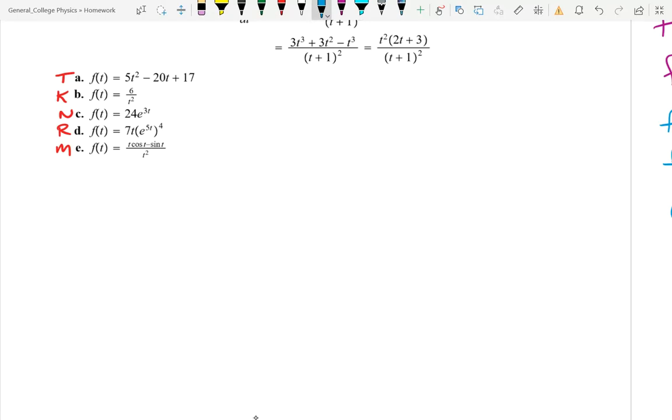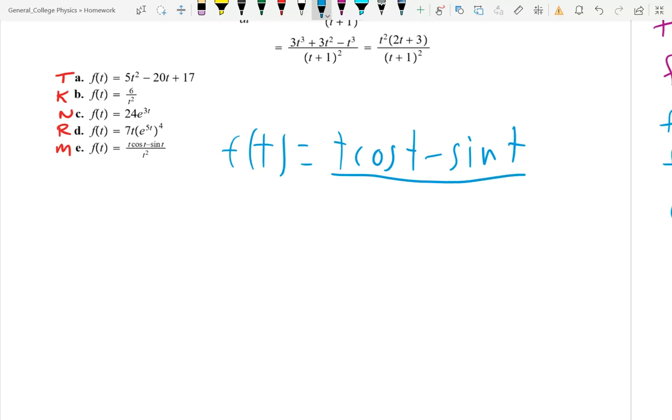So we have f of t equals t cosine t minus sine t over t squared. I believe the rules that we need to use, one of them is the quotient rule, and obviously the rules of cosine and sine, if I'm not mistaken, right?